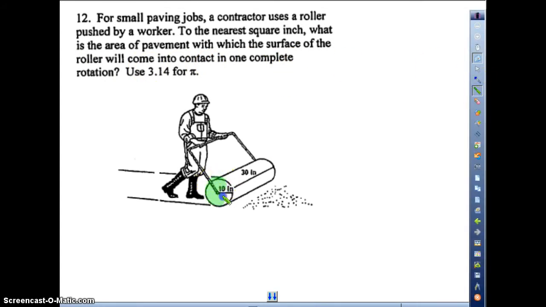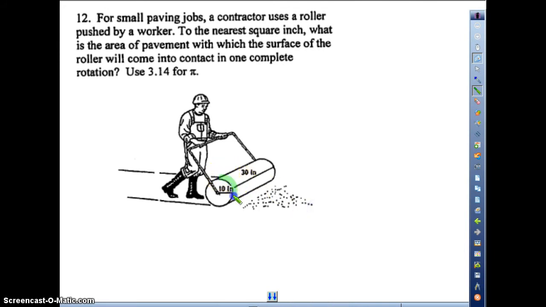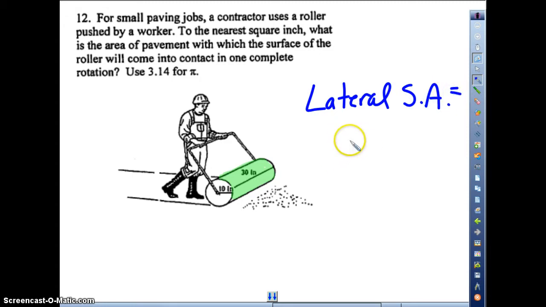Will the ends of the cylinder touch the pavement? No. So we can't include the circles. We're not going to do that. Will this piece in here touch the pavement? Okay, so are we calculating total surface area or lateral surface area? Yep, that's going to be lateral surface area of what shape? Of a cylinder. So I need a formula for lateral surface area of a cylinder.